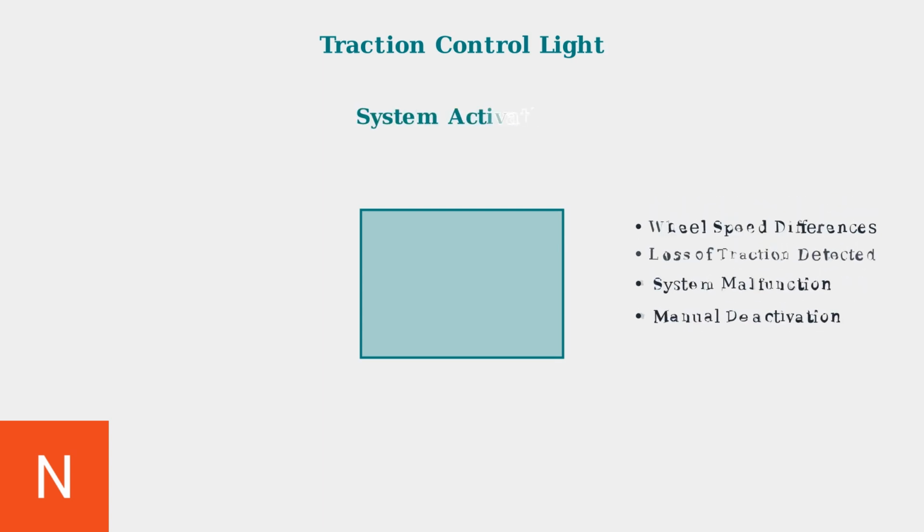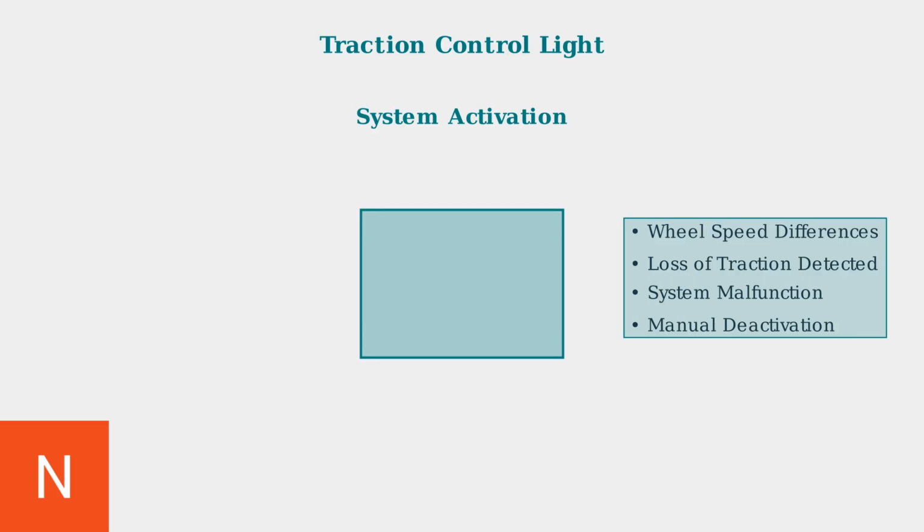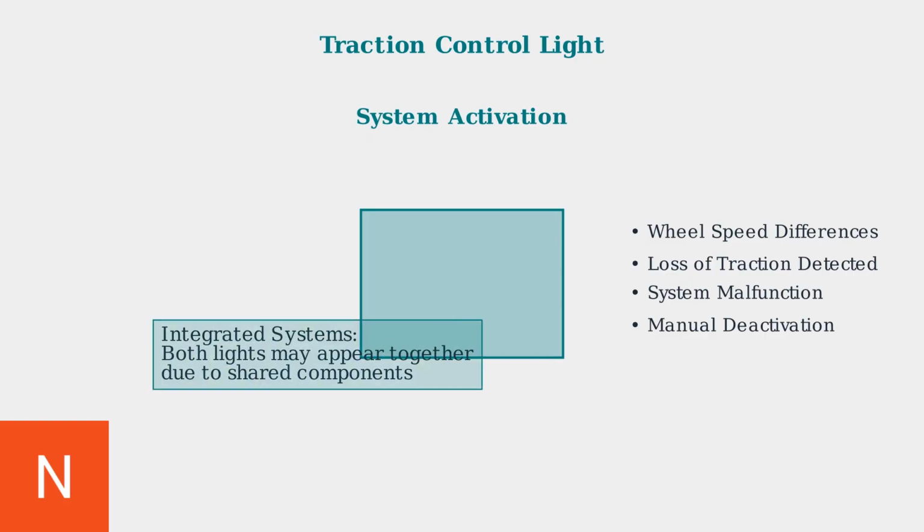The traction control system activates when it detects wheel speed differences, indicating one wheel is spinning faster than others. It can also activate during loss of traction, system malfunctions, or when manually deactivated by the driver. Both warning lights can sometimes appear simultaneously because modern vehicles use integrated systems. The traction control system communicates with the engine management system, so problems in one area can affect the other.